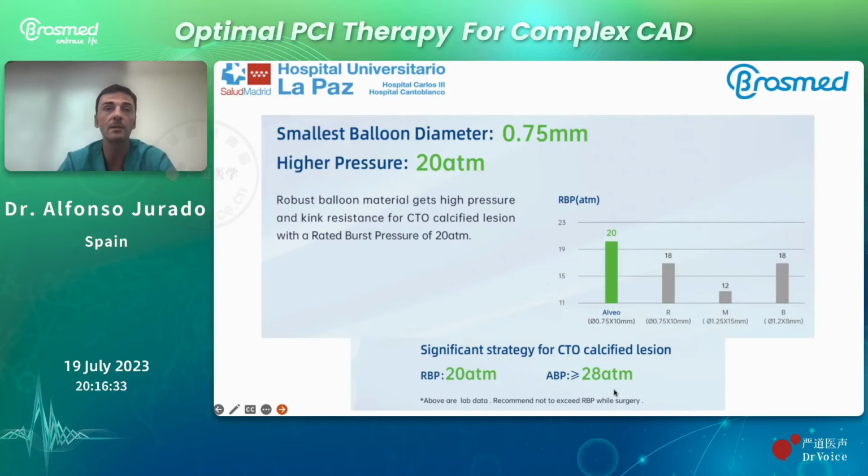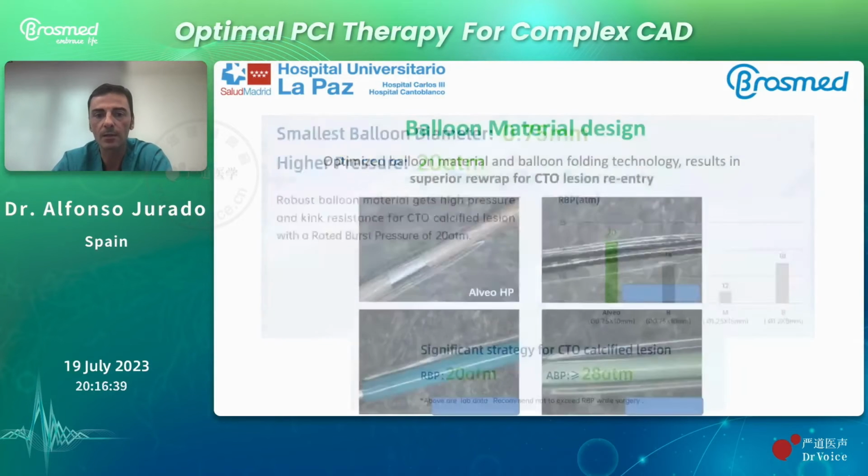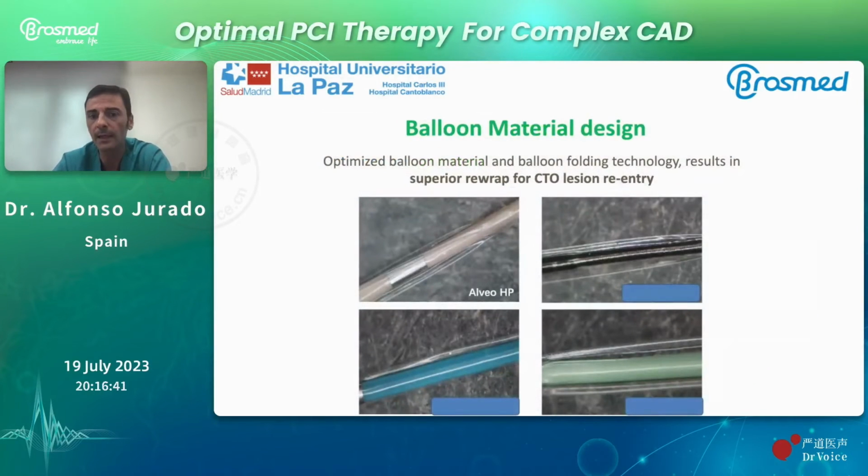And probably the average blood burst pressure is 28. So half of the balloons are going to be broken if you achieve this pressure, but the result is quite good. Also, the design of the balloon permits a very good rewrap of the balloon that is beneficial in this lesion that we are advancing, retrieving, advancing, inflating, and deflating several times.